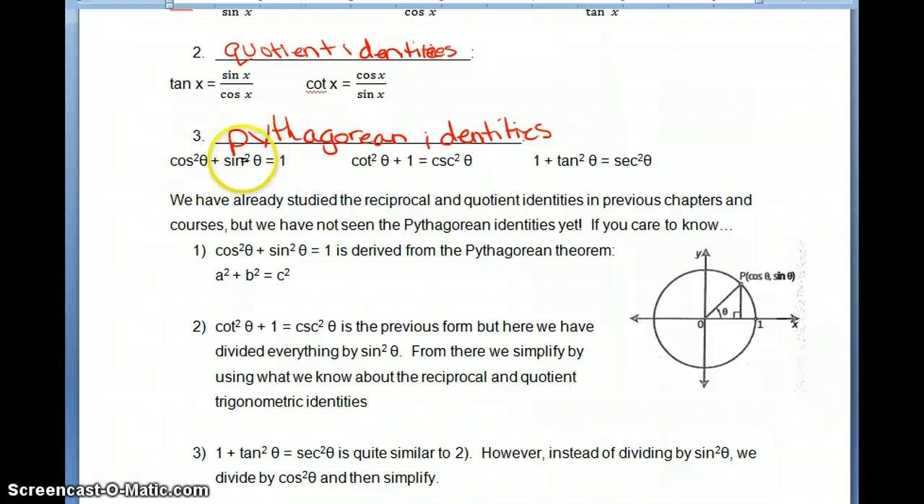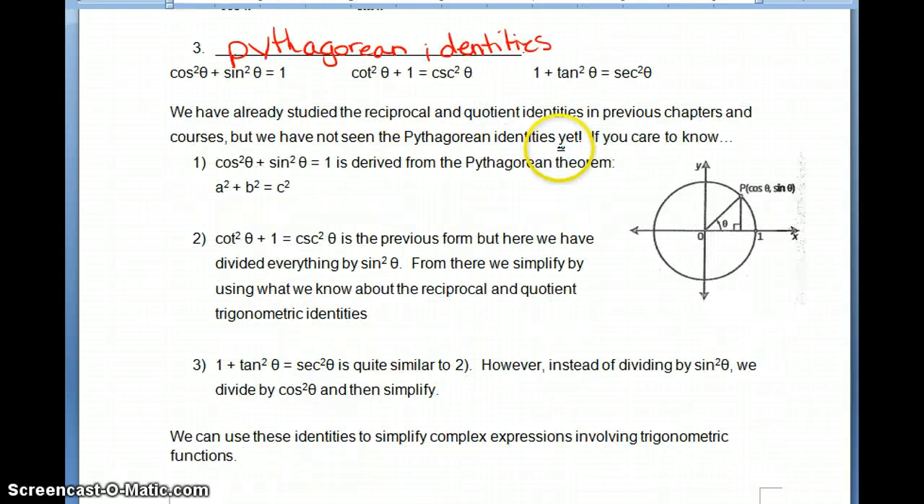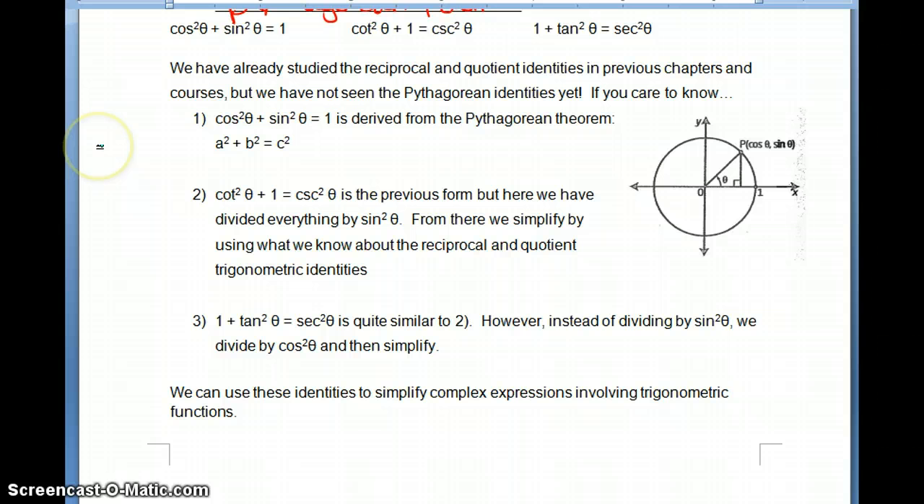One thing we can do is manipulate the equation. If you want to find out what sine squared of theta is, you can move cosine squared to the other side by subtracting, and you can do that for all of them to find different values, which we'll look at some examples of later. We have already studied the reciprocal and quotient identities in the previous chapters, but we have not seen the Pythagorean identities yet. If you care to know, this is how we get them. I'm going to scroll on down here. Here we have cosine squared of theta plus sine squared of theta is equal to 1.